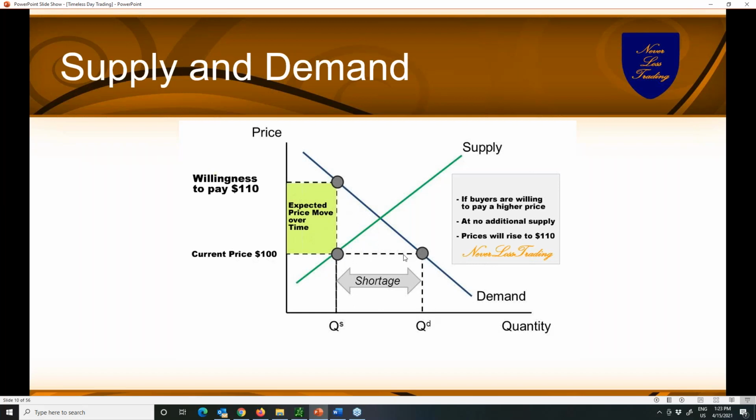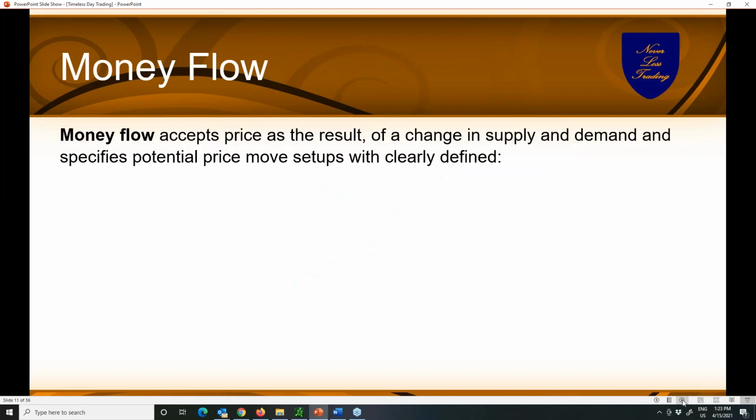If the supply could keep up with the demand, the price would stay. That's the base economic principle we have in all of our decision-making algorithms. Money flow accepts the price as a result of a change in supply and demand, as I showed you on the graph prior, and we use that to predict the entries, the threshold: buy above a certain level, sell below a certain level, because we want, in particular, the big guys, the institutions, to be with you on your way to make the trade happen.